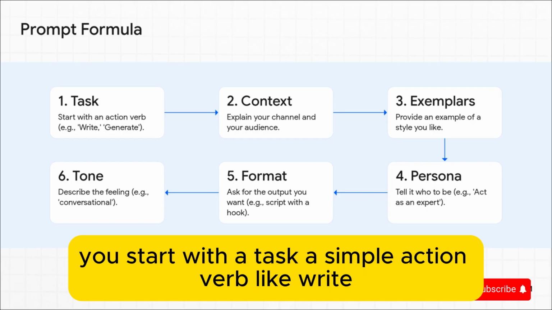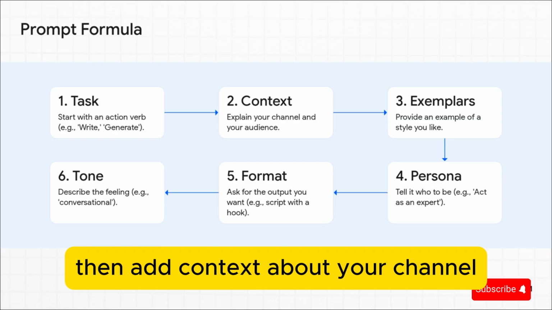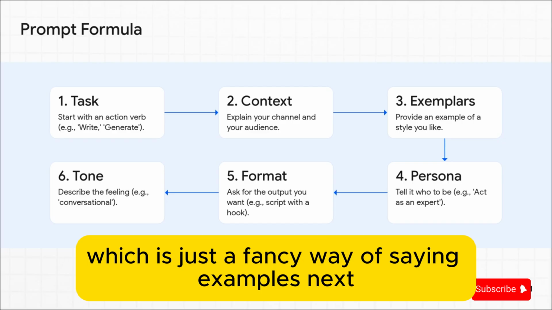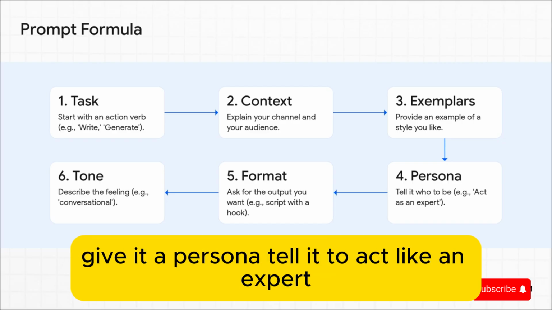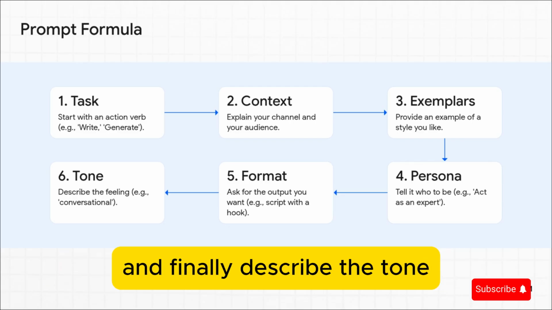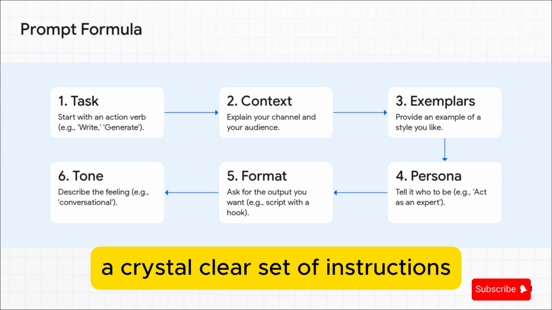You start with a task, a simple action verb like write, then add context about your channel and who you're talking to. It also helps to provide exemplars, which is just a fancy way of saying examples. Next, give it a persona. Tell it to act like an expert. Then define the format you're looking for, and finally, describe the tone. Following these steps gives the AI a crystal clear set of instructions.